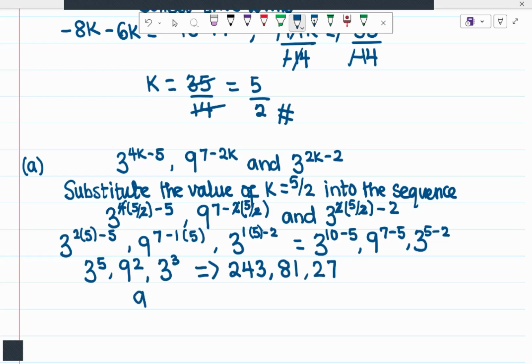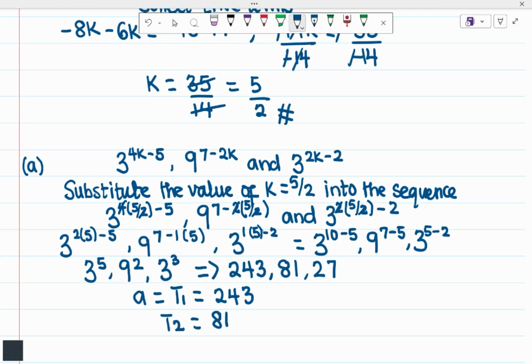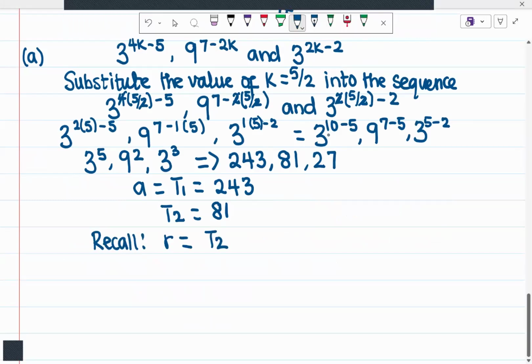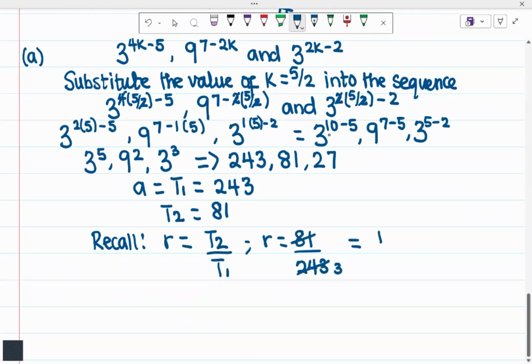So my A here, which is my T1, is equal to 243, while my T2 will now become 81. I need my common ratio to solve this. So recall that my common ratio is equal to T2 over T1. So my R is now equal to 81 over 243. If you cancel this out, that's 3. So my answer is 1 over 3.